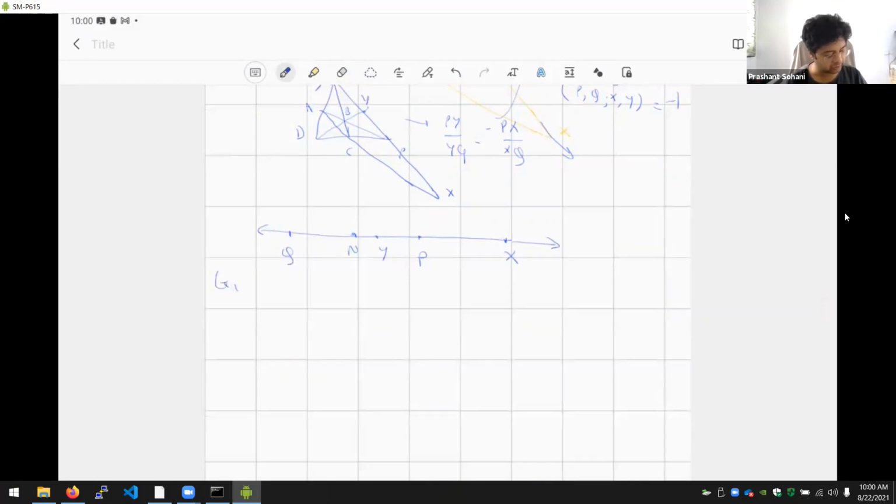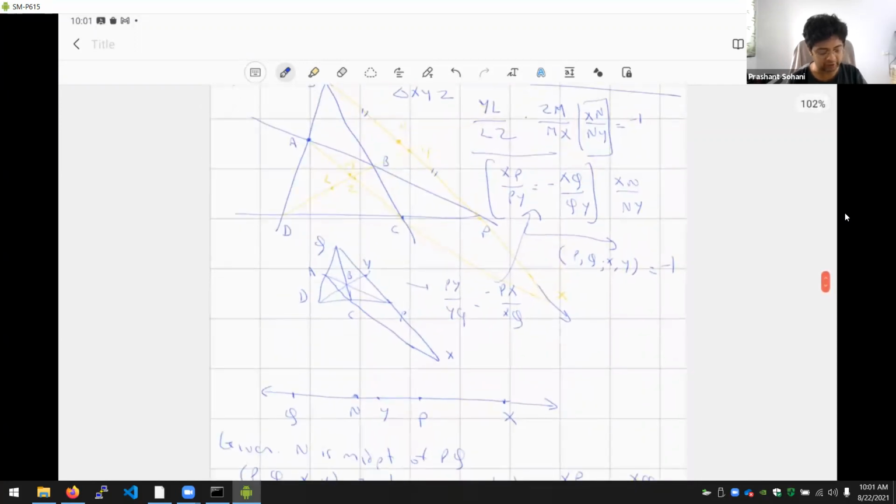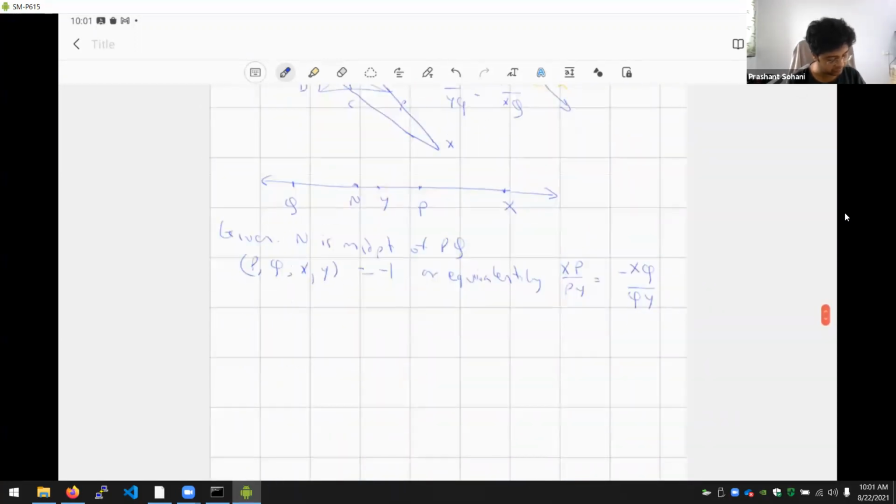Okay, so given what is given, that N is the midpoint of PQ, and they are harmonic. So P, Q, X, Y is harmonic, or equivalently, I could write the ratio XP upon PY equal to minus of XQ upon QY. And because we want to apply Menelaus' theorem, we are interested in the ratio XN upon NY in this diagram. So the question is, what is XN upon NY equal to?